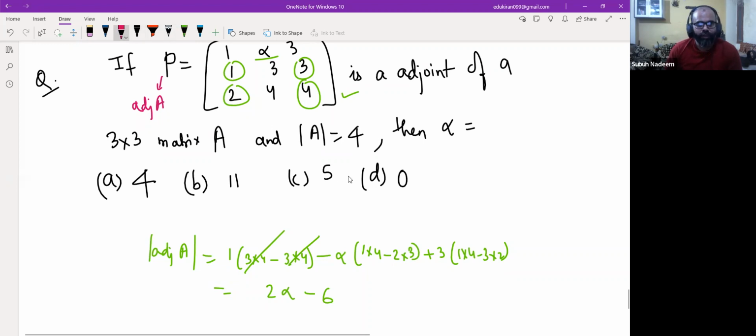So you see here that 2 alpha minus 6 is the determinant of adjoint of A. Now what is the determinant of adjoint of A if the determinant of A is 4? Can anyone tell me?